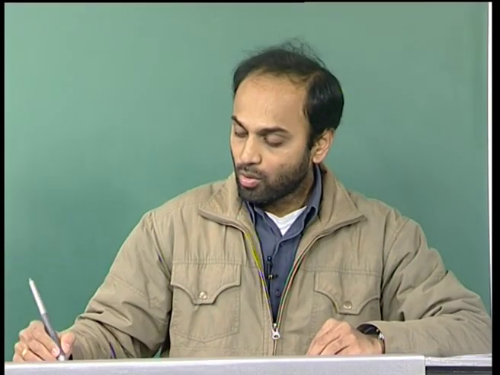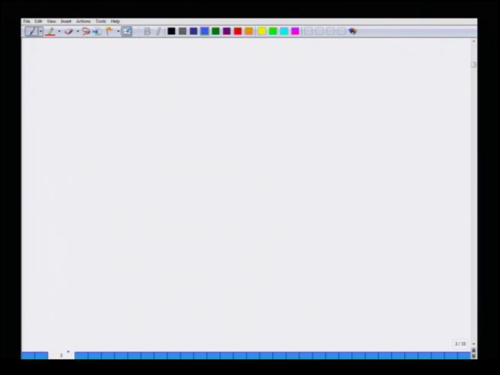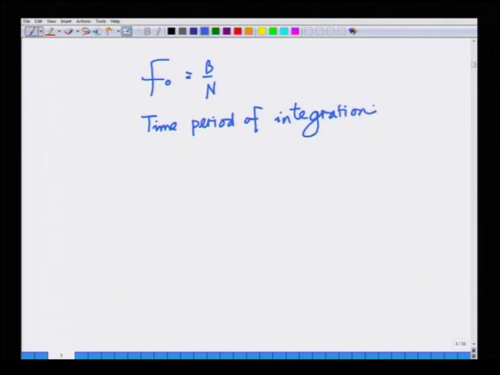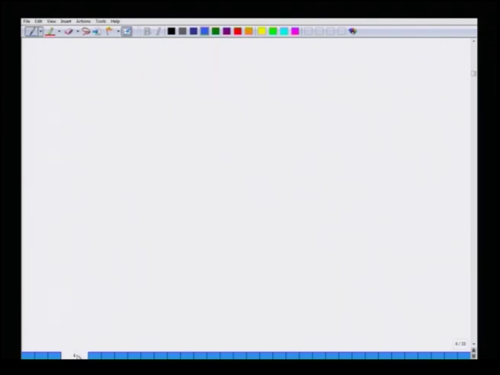Now, you can see that b over n is the fundamental frequency. The fundamental frequency of this, if you consider an analogy from the Fourier series, is b over n. Hence, the time period of integration for orthogonality is nothing but this fundamental time period, which is 1 over f naught, which is equal to n over b.